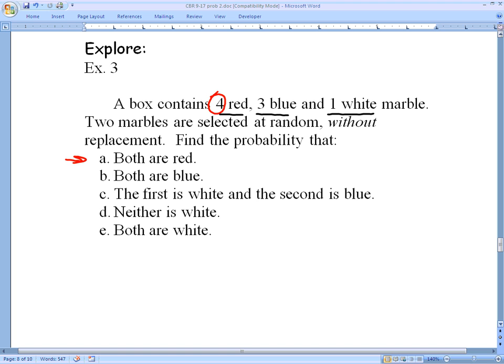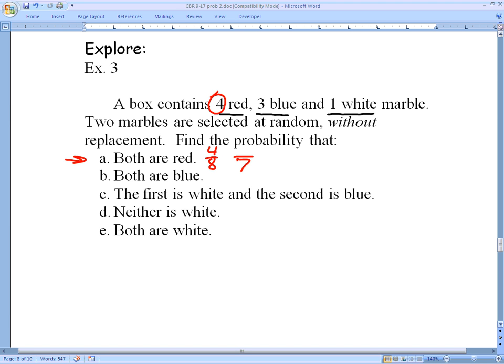So my first marble is going to be 4 out of 8. Again, 4 red, the one I want, and 8 total. Okay, so let's say I take out that first marble. Now how many marbles are left? Well, I took 1 out, so there's only 7 marbles left now. Then I want to get another red one. Well, how many reds are left?